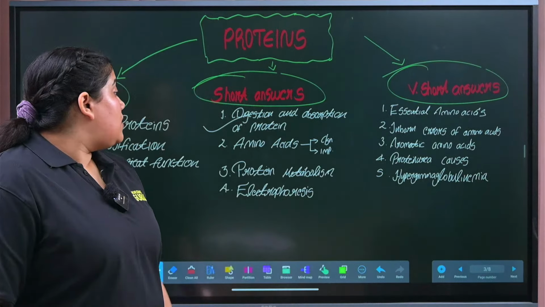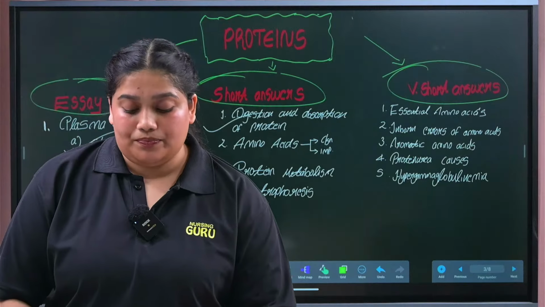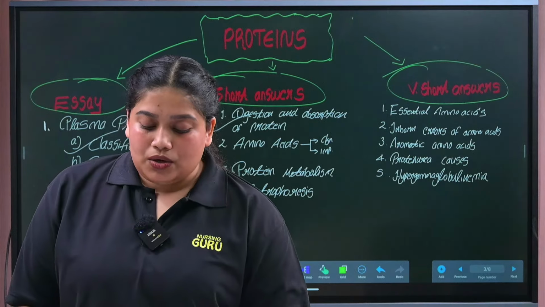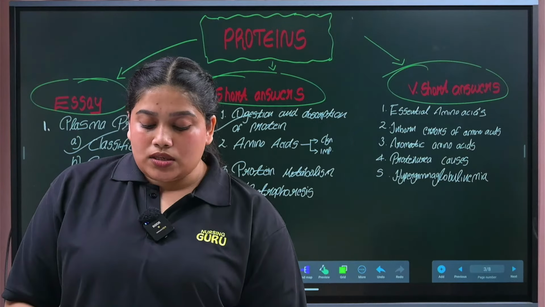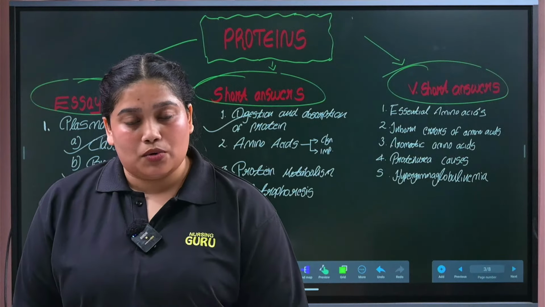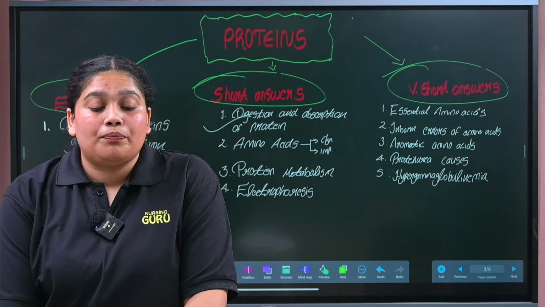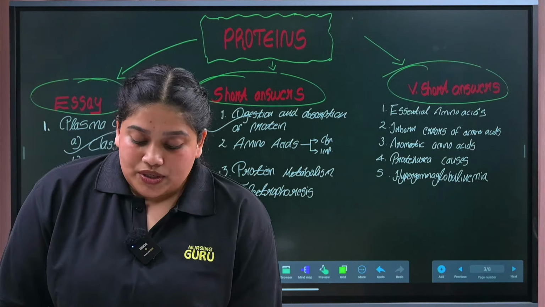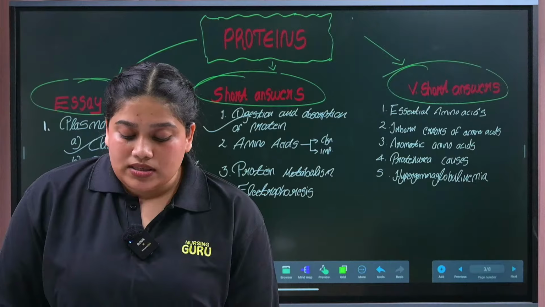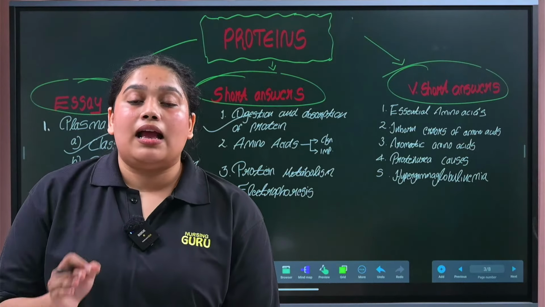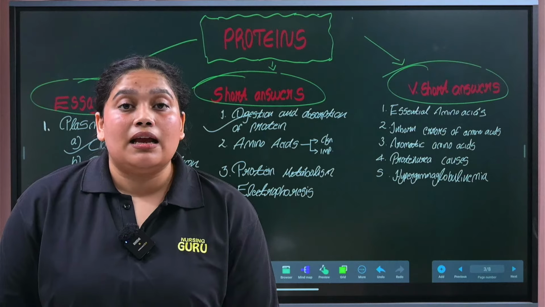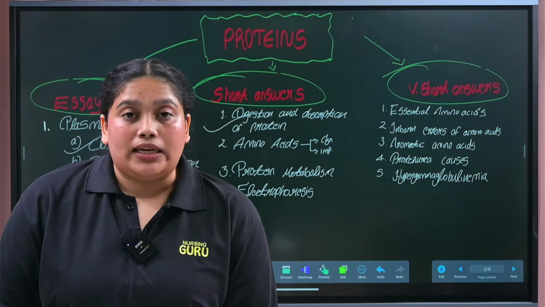Next, the third question, protein metabolism. So for protein metabolism, you have to include the processes of protein metabolism. What are the processes you can include in the protein metabolism? There are transcription, translation, post-translation modification. Yeah, these are the 3 processes of protein metabolism.